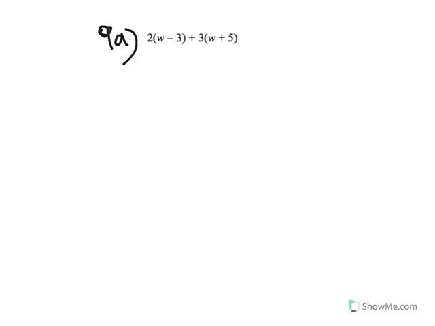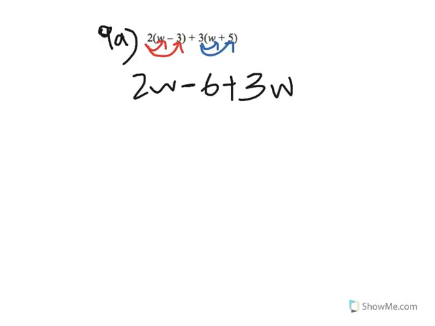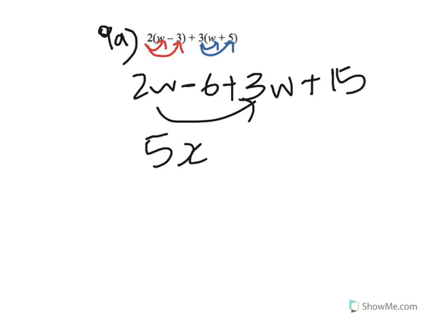Alright, 9a is very basic. Expand fully and simplify. Now your knowledge of expanding brackets: you multiply each of the outside factor by each of the inside. So you're going to get 2 times w, which is 2w, minus 3 times 2, which is minus 6, plus 3 times w, which is 3w, and plus 3 times 5, which is plus 15. So 2w plus 3w is 5w, and minus 6 plus 15 is plus 9. So that means it's 5w plus 9.